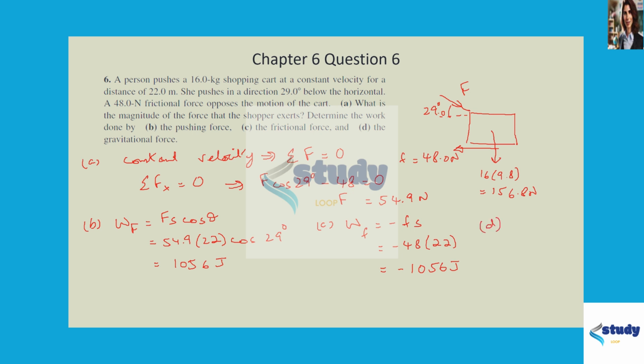And part D says what is the work done by the force of gravity. Since the angle between the force of gravity and displacement is 90 degrees, the work done by the gravitational force is equal to 0 joules.